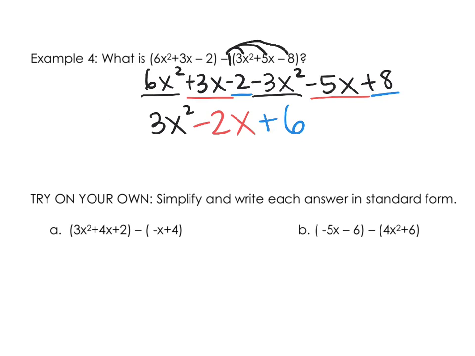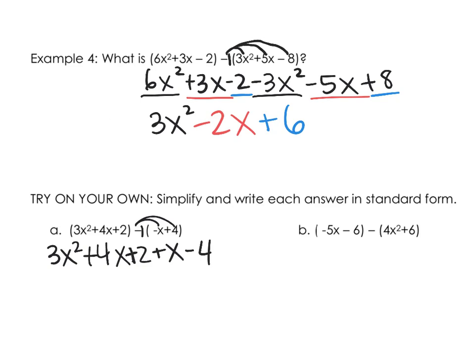Okay, if you want to pause to try the examples on your own, go ahead. Now that you've tried those examples, you should have put that negative 1 in there that you needed to distribute. So our first set of parentheses stays the same. And then our second one, all the signs should flip when we multiply by that negative 1. So negative 1 times the negative x should have given you a positive x. And negative 1 times positive 4 should have given you a negative 4.